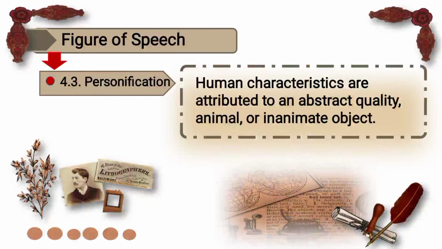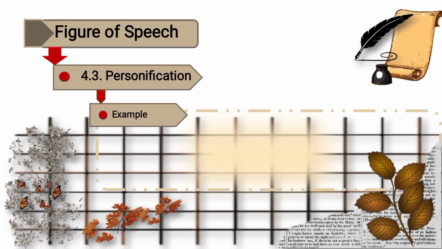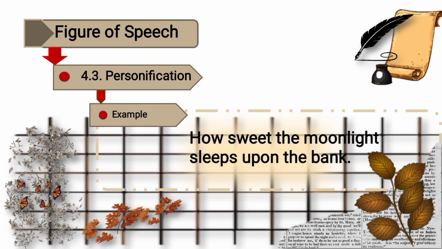Next is the personification. Human characteristics are attributed to an abstract quality, animal, or inanimate object. It makes things or ideas seem vital and alive, as if they were human. Example, how sweet the moonlight sleeps upon the bank.